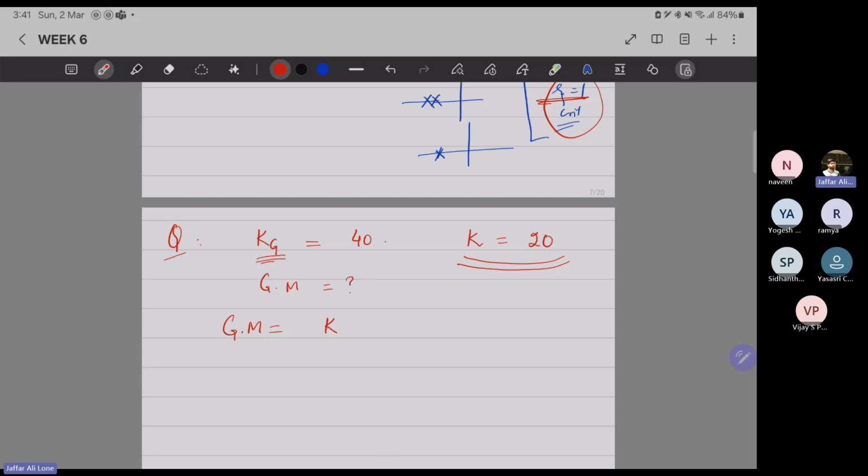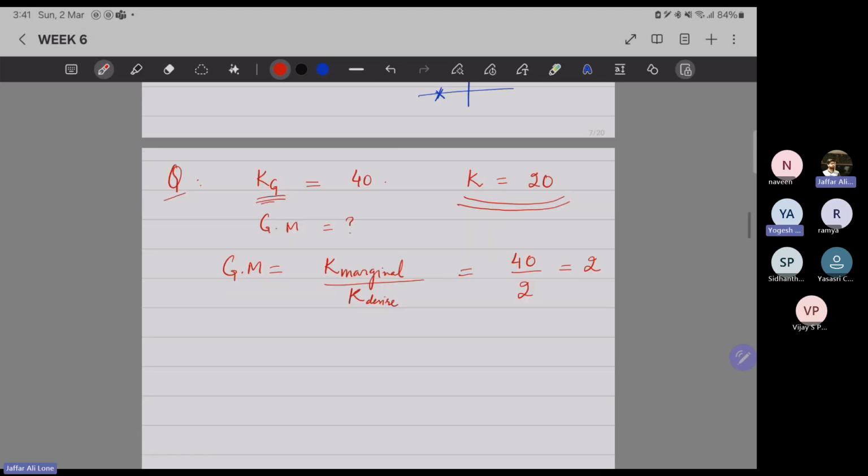So my gain margin is K marginal divided by K, that is its operating desired value. So we have 40 over 20, my gain margin is 2. And if I'm asking you to find gain margin in decibels, what will it be? It will be 20 log of 2, which will be 6 decibels.